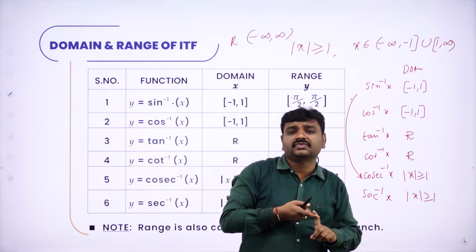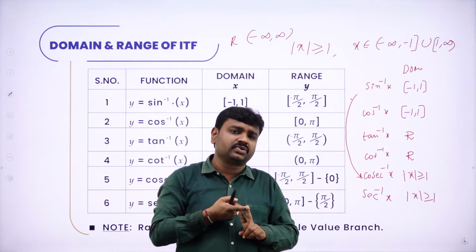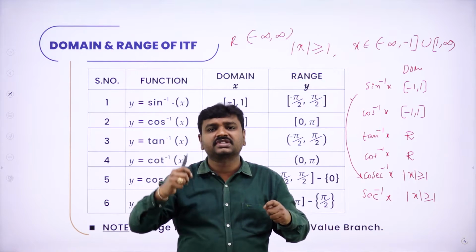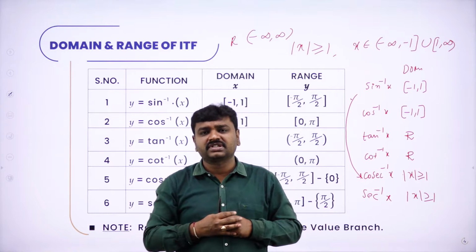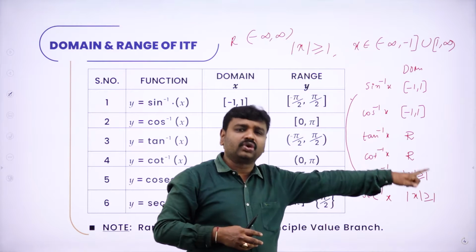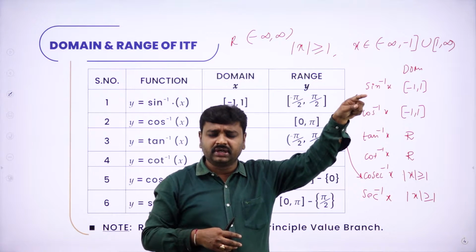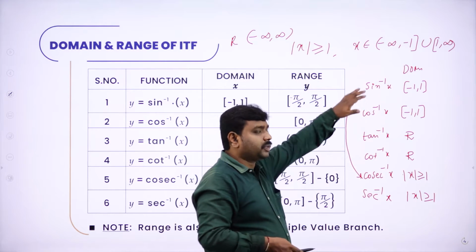First two, sin inverse x and cos inverse x, what is the domain? -1 to 1 closed interval. Cos inverse x also -1 to 1 closed interval. Tan inverse x and cot inverse x, what is the domain? All real numbers. Secant inverse x, cosecant inverse x, what is the domain? Mod x greater than or equal to 1, that is minus infinity to -1 closed interval union closed interval 1 to open interval infinity. I hope all of you understood.